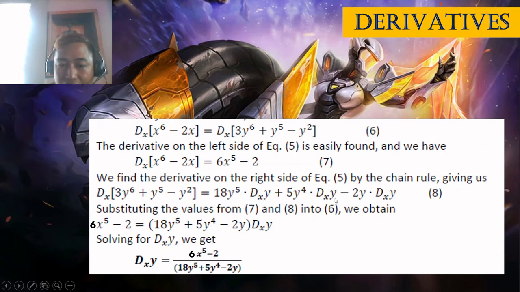Then we factor out dy/dx. So 18y to the 5th plus 5y to the 4th minus 2y is equal to the derivative on the other side, 6x to the 5th minus 2. Then we factor out dy/dx. Solving for dy/dx, which is the derivative of y with respect to x, we divide by the other factor, so dy/dx is equal to 6x to the 5th minus 2 over 18y to the 5th plus 5y to the 4th minus 2y.